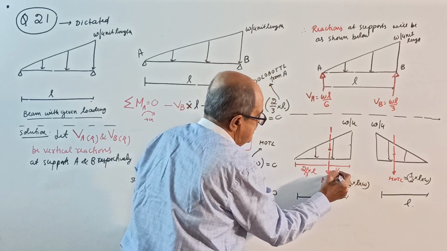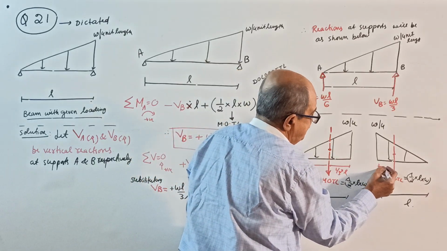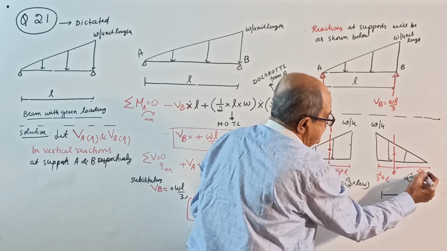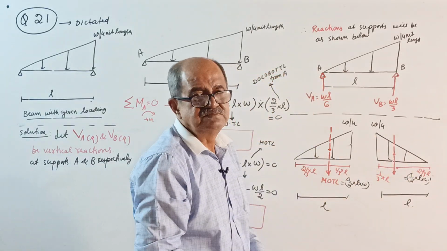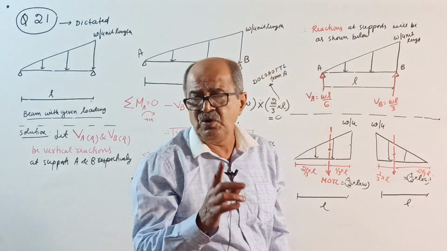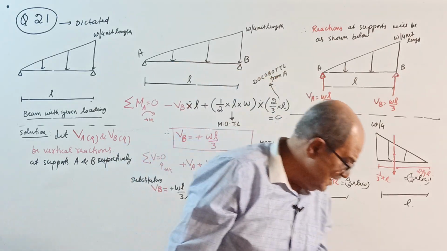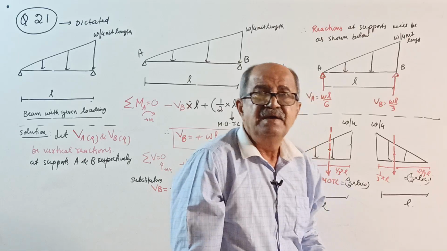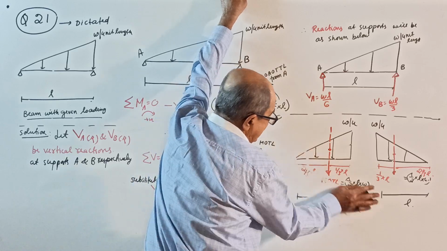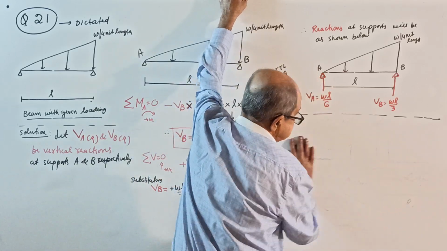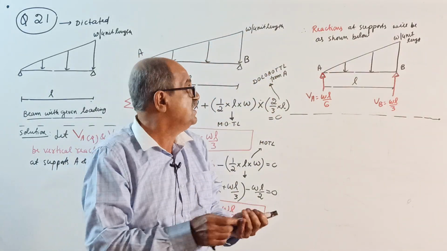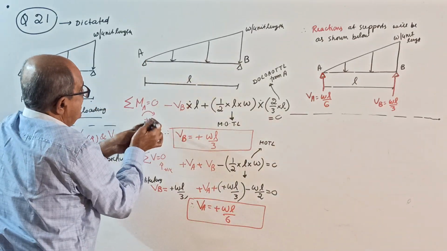From here, 1 by 3 of L. From that side, 2 by 3 of L. Make this note. The total load acts through the centroid of the diagram representing the load. This is a right angle triangle. Therefore, the centroid will be at 1/3 or 2/3 from the ends, depending upon where minimum, where maximum. Write this one. This is told so many times earlier in the types of loads. Okay, start now. Take moment about A. See, the reaction I have not written here.